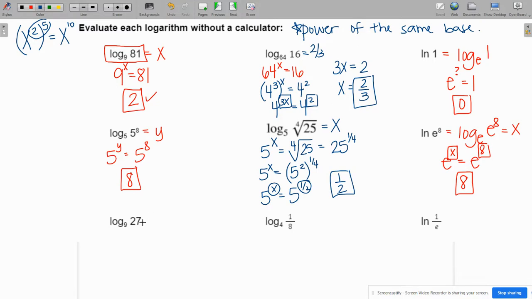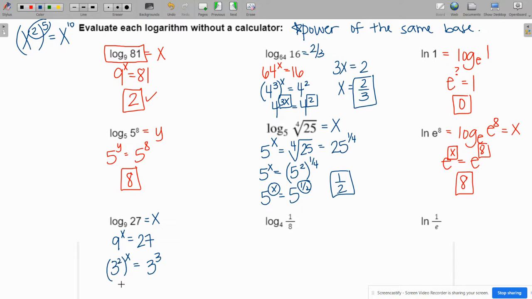Log base 9 of 27. We don't know what it equals, so if I write equals x or an unknown, I can rewrite it in exponential. So 9 to the x equals 27. I don't know 9 to what power is 27, so I'm going to rewrite both of these as powers with the same base. 9 and 27 are both powers of 3, so I could rewrite 9 as 3 squared, and that's being raised to the x power, equals, and then 27 is 3 cubed.